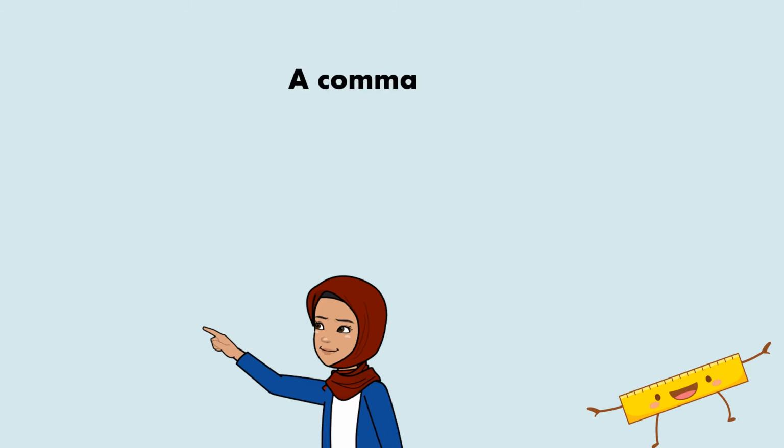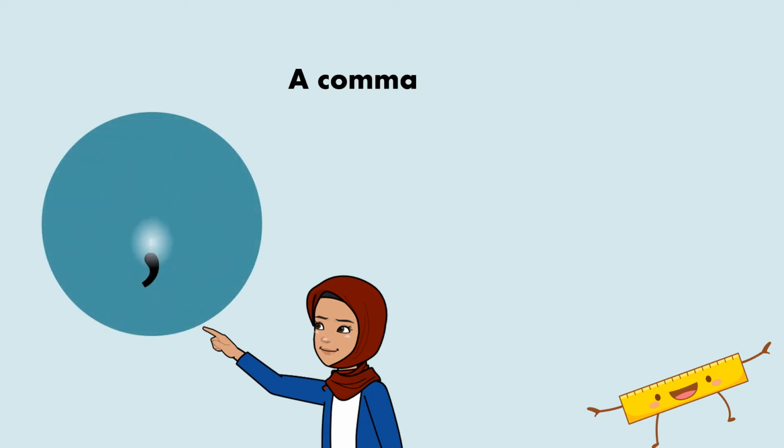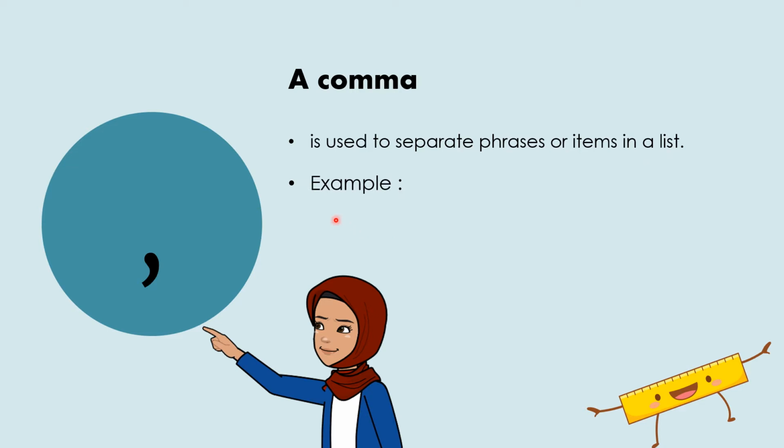Number 2, a comma. When we use a comma? A comma is used to separate phrases or items in a list. For example, He caught some fish, prawns, and a huge octopus.